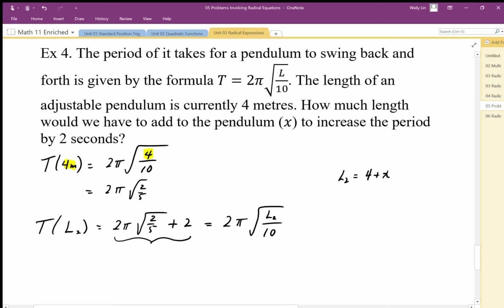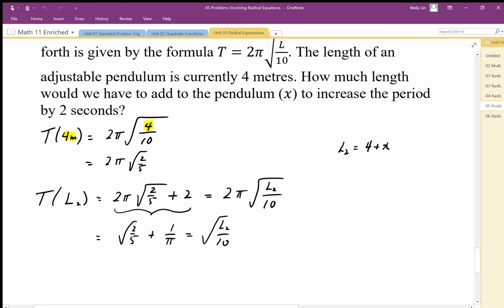So I want to get rid of a few things here. Let's divide both sides by 2 pi. So I'm going to end up with root 2 over 5 plus 2 divided by 2 pi, which is 1 over pi. Okay, so I'm just solving algebraically for this L2. My first step was dividing. My next step is I want to get rid of that square root, so I'm going to square both sides of the equation.